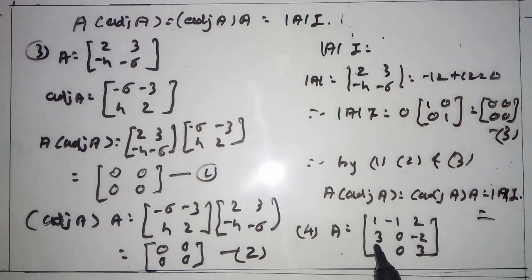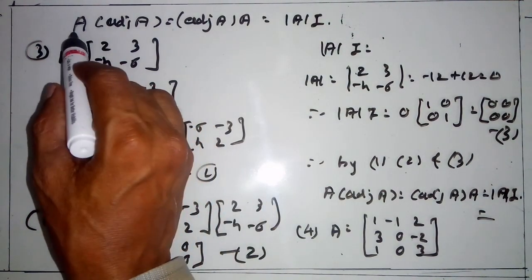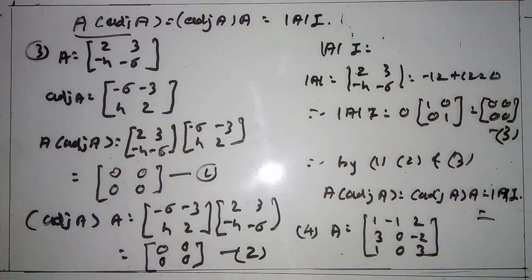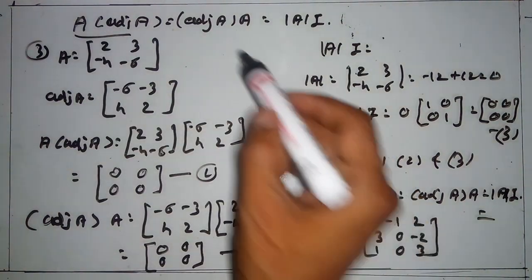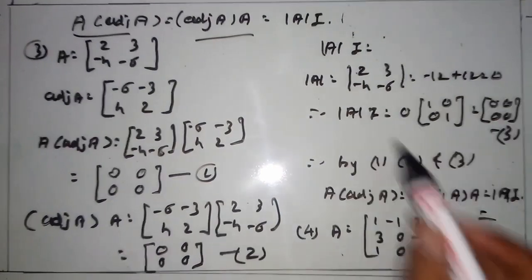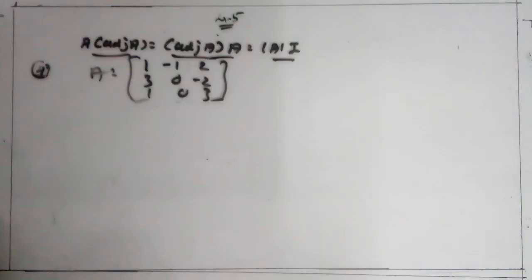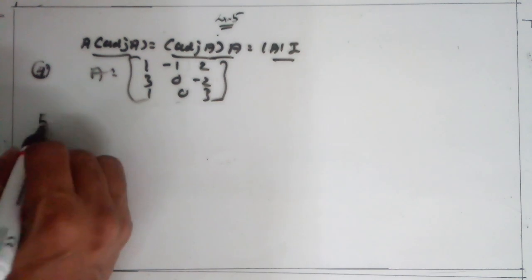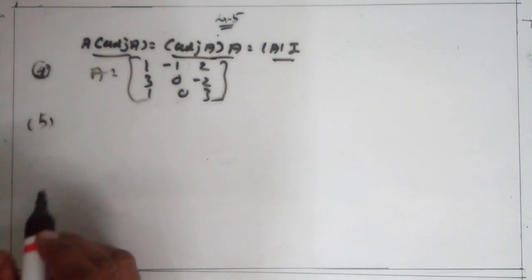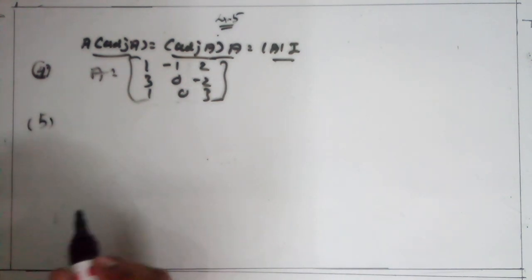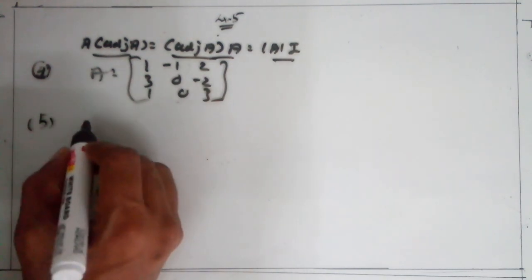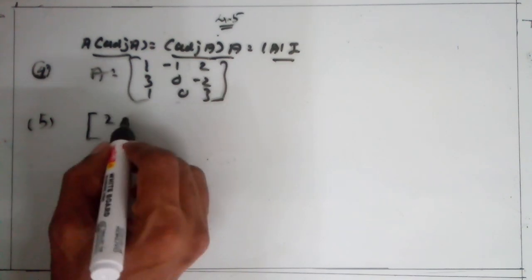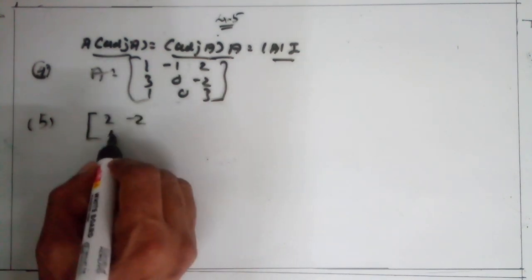First find the adjoint of A and get this result A into adjoint of A, then adjoint of A into A, and the determinant of A into I. Now question number 5 is given. Find the inverse of each of the matrices given in 5 to 11. 2, minus 2, 4, 3.